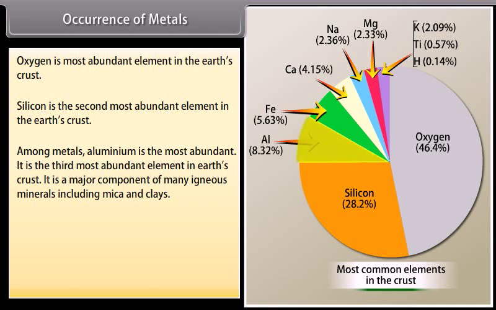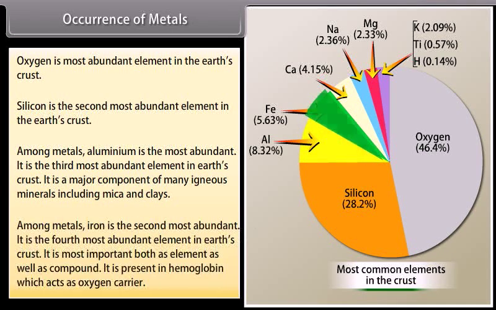Many gemstones are impure forms of Al2O3 and the impurities range from chromium to copper. Among metals, iron is the second most abundant. It is the fourth most abundant element in Earth's crust. It is most important both as element as well as compound. It is present in hemoglobin, which acts as oxygen carrier.